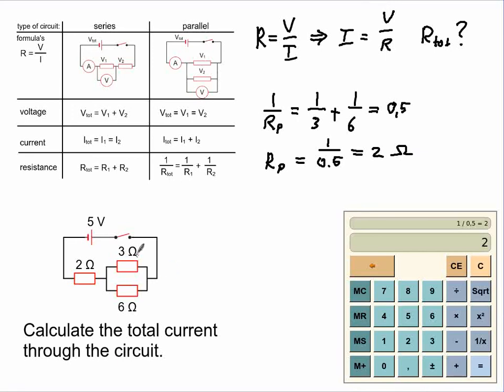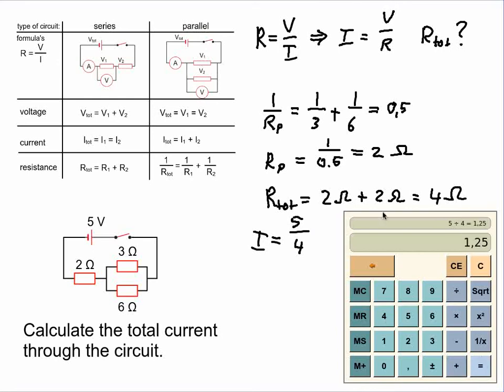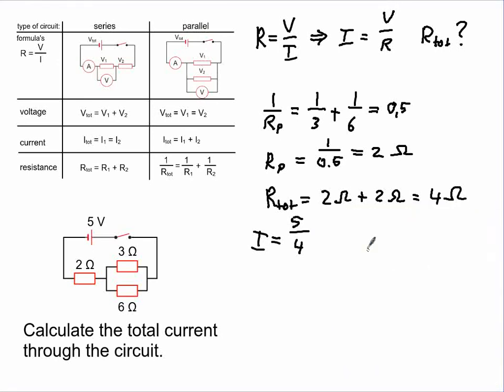We're not there yet. We need to add the series resistance to the parallel resistances. So the total resistance equals 2 for the series resistance plus 2 for the two parallel resistances, which equals 4. Finally, the total current equals the total voltage divided by the total resistance, which equals 1.25 amps. And this concludes our video.